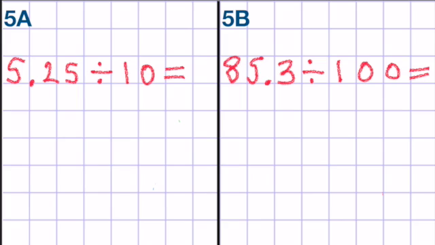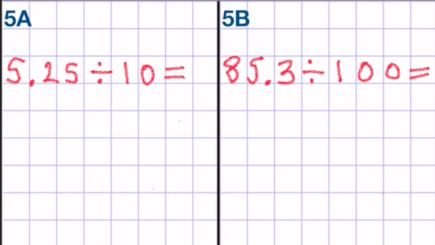Okay, so we just multiplied by 10 and 100. Now we're going to divide by 10 and 100. So instead of moving left, the digits are going to move right. And you can tell how many places by how many zeros are either in 10 or 100. So have a go at doing that. Press pause, and then we'll do it together.